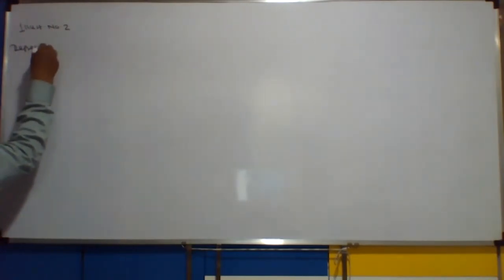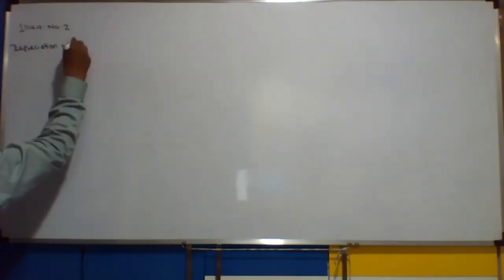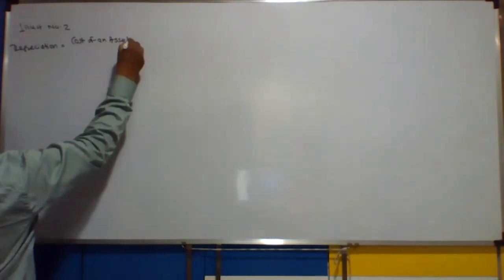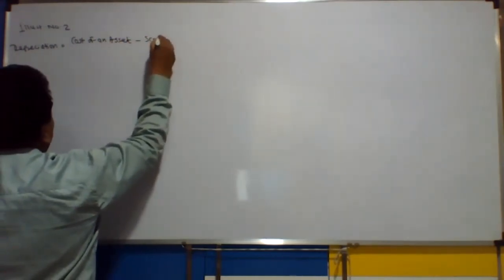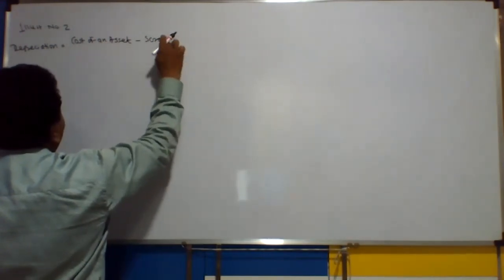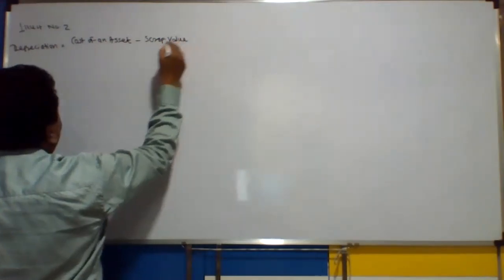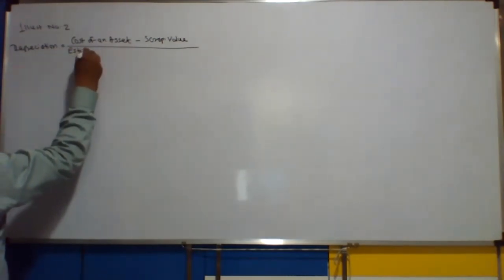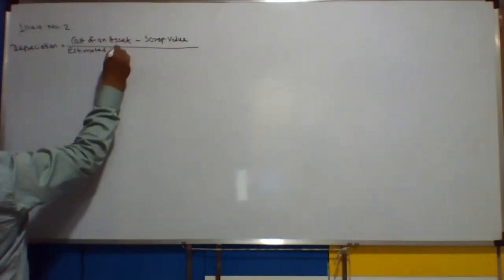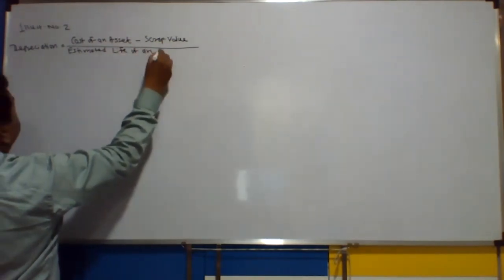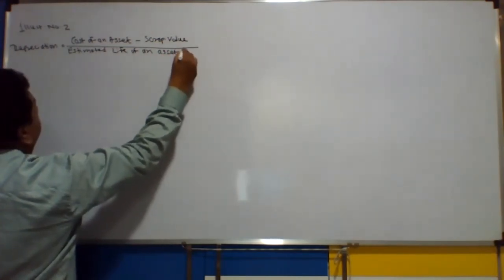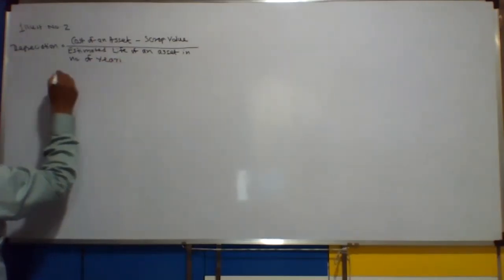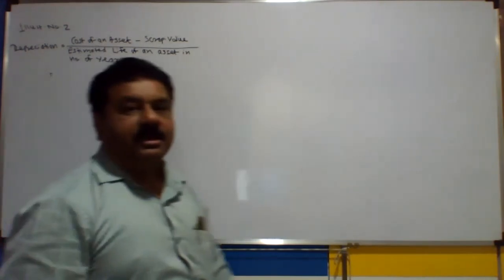So now illustration number 2. Depreciation is equal to cost of an asset minus scrap value divided by estimated life of an asset in number of years. Okay. This is the formula.